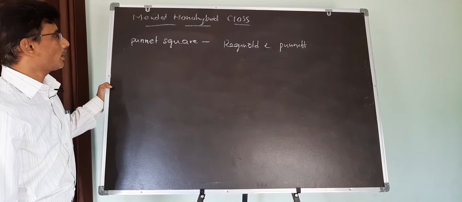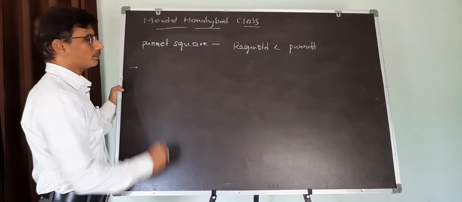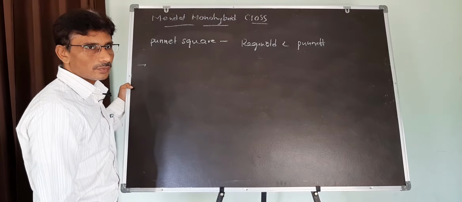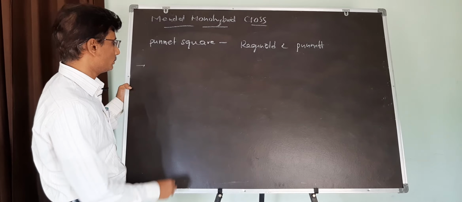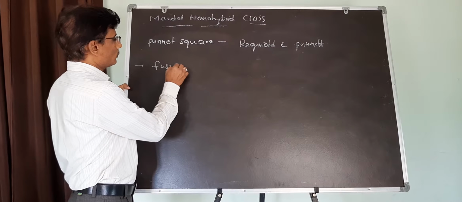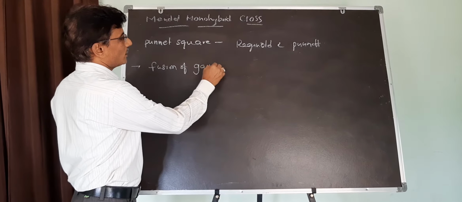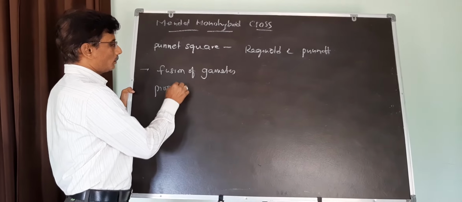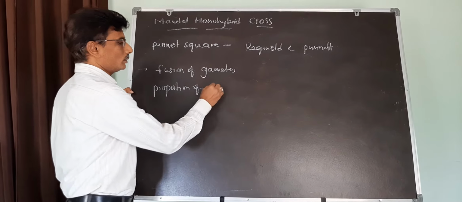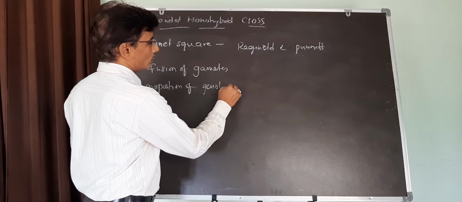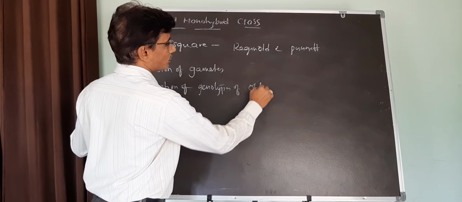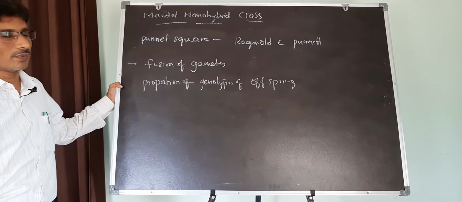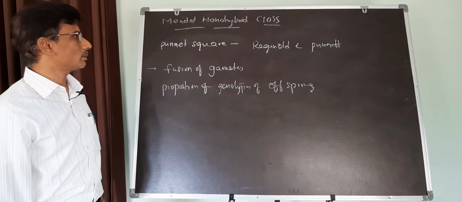What is the use of this Punnett square is very simple. It explains how many combinations of fusion of gametes there are, and the proportion of genotypes of offspring. This is explained in a graphical representation, that is nothing but the Punnett square method.